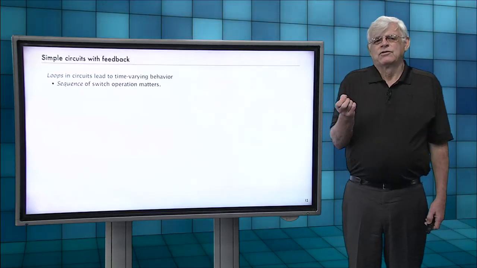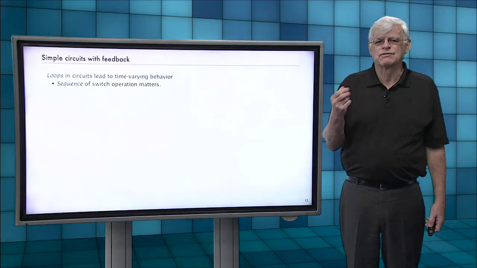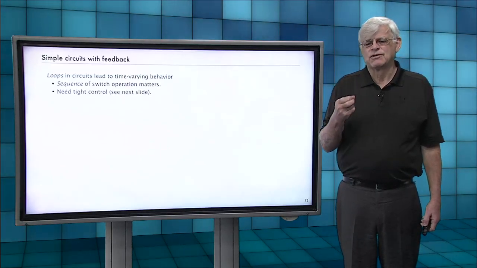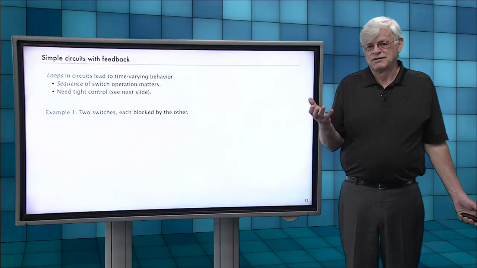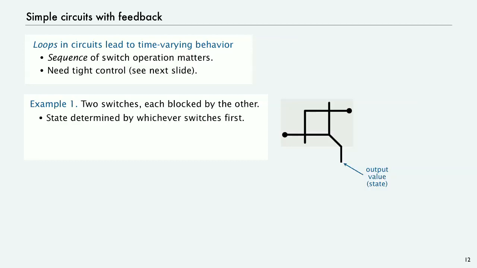So the thing is, if you have loops in circuits, then the behavior is going to depend on the sequence of switch operations. And so we need some very tight control on this. So here's just the simplest possible example. If you have two switches that are each blocked by the other. These are two switches connected to power dots, and they each block the other one. Now we're going to pay attention to the value on the wire that comes out of this little unit. But the thing about it is that the state is determined by whichever one switches first.